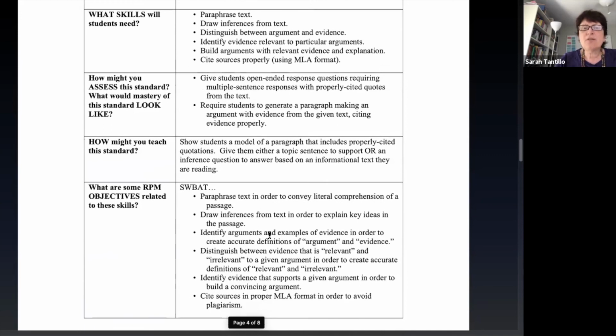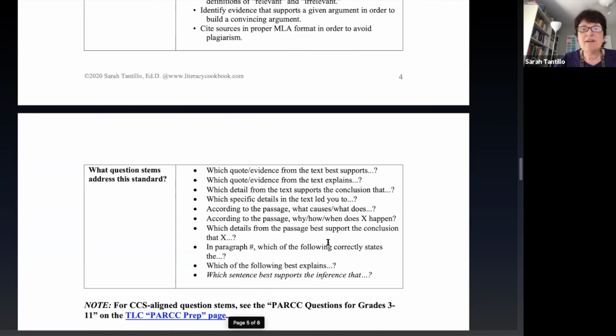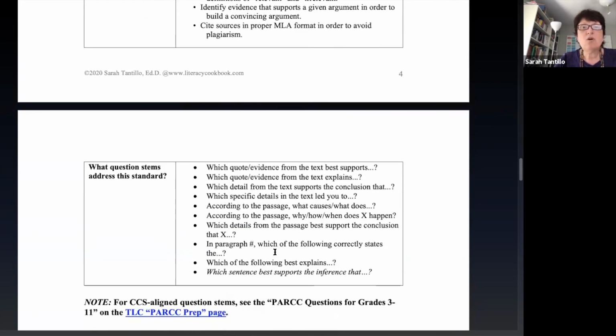And then once you think about the skills and the lessons, start thinking about the objectives that you're going to try to meet related to the skills. And last, but definitely not least, you want to think about the questions or the question stems that will address this standard. These question stems will be really helpful as you design do-nows and classwork and homework to ensure that you're asking the right questions to address this particular standard.